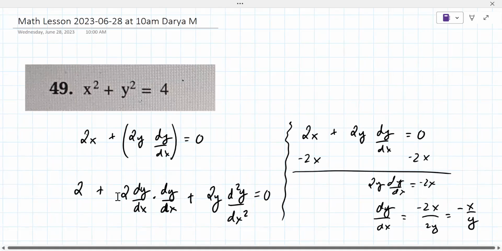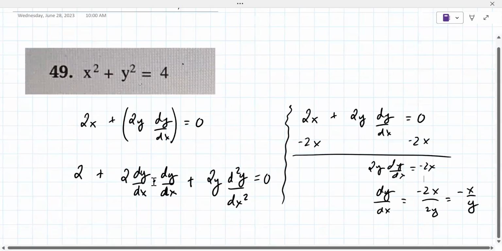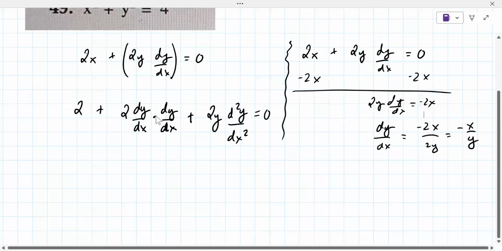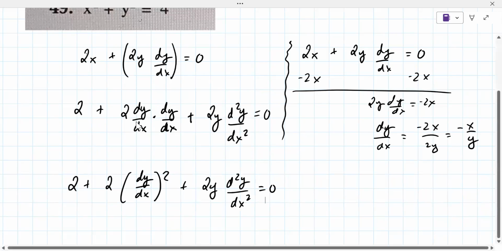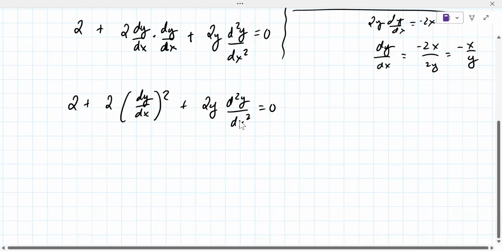The left here is more important, I guess. It's about being comfortable with the idea that that's the second derivative. On the left here is 2 plus 2 (dy/dx) squared plus 2y d squared y over dx squared equals 0, like that. All right, because dy/dx times dy/dx is (dy/dx) squared, we're now solving for this right here, the d squared y over dx squared.